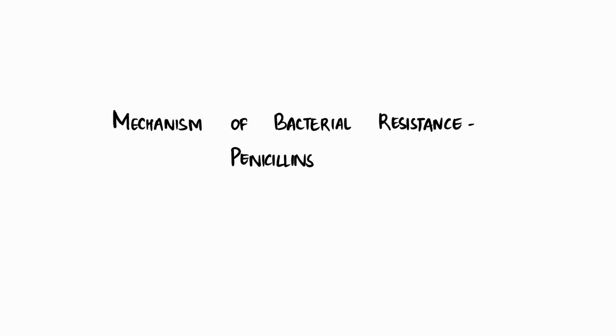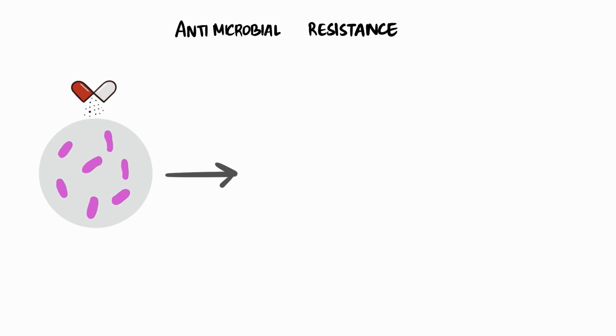Hi, in this video we will be discussing the mechanism of bacterial resistance, and today we will be focusing only on penicillins. Antimicrobial resistance is occurring worldwide and is increasing at a dangerously high rate. Bacterial resistance occurs when bacteria are exposed to drugs. Initially they are sensitive to it, but over time they change and they become resistant.